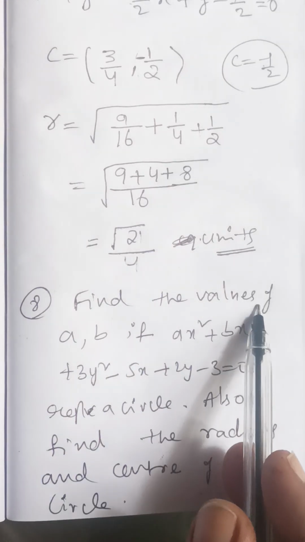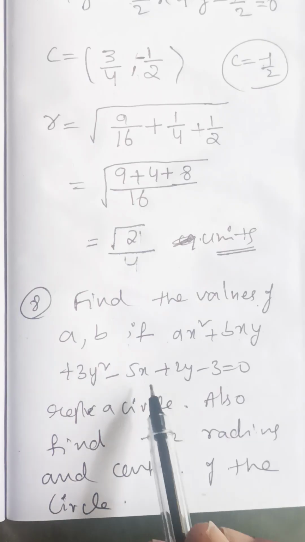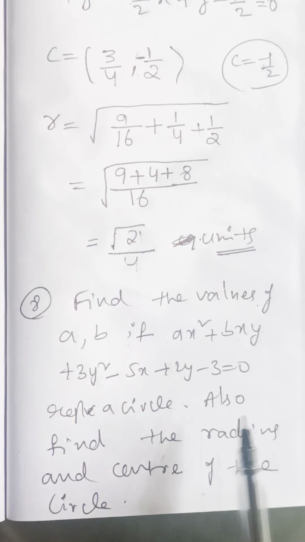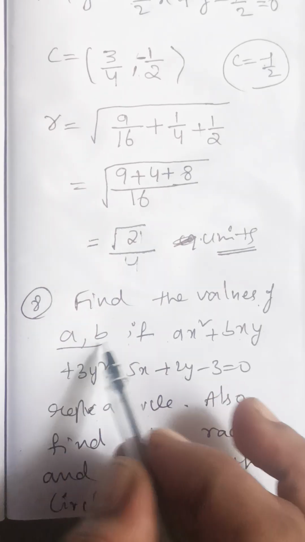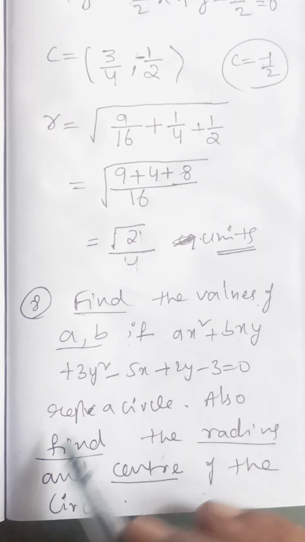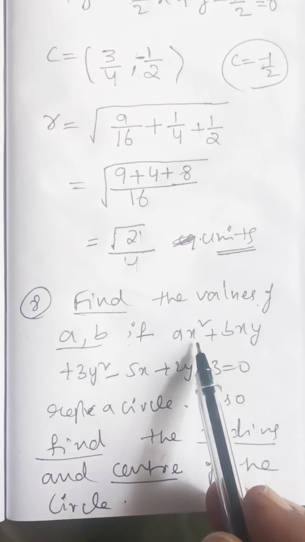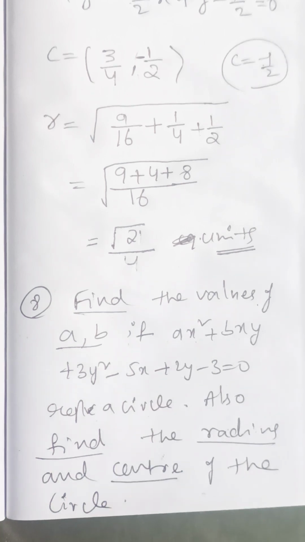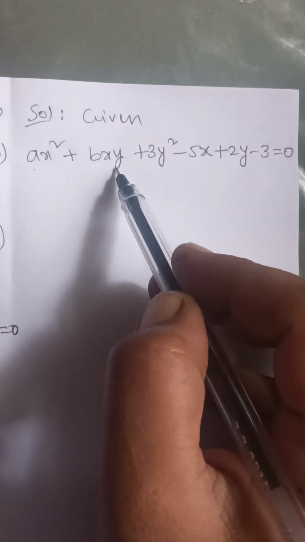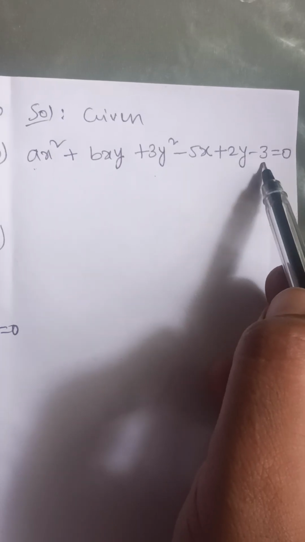Next question: find the values of a and b if ax square plus bxy plus 3y square minus 5x plus 2y minus 3 equal to 0 represents a circle. Also find the radius and the center. There are 3 questions in this: find a and b, and the radius and center. So this is the given equation of a circle: ax square plus bxy plus 3y square minus 5x plus 2y minus 3 equal to 0.